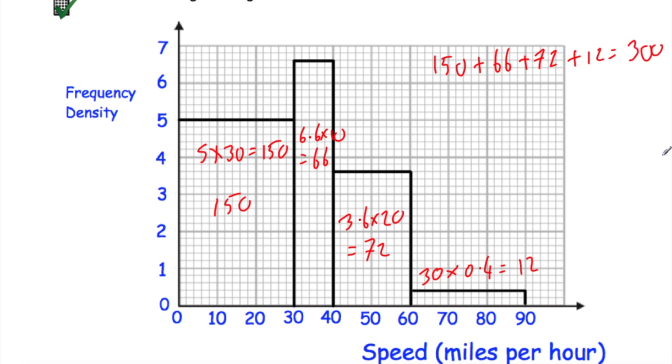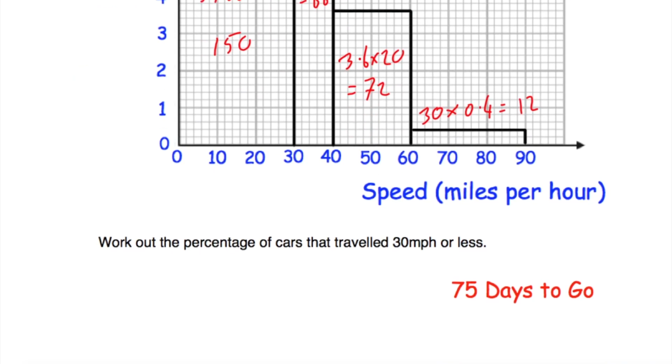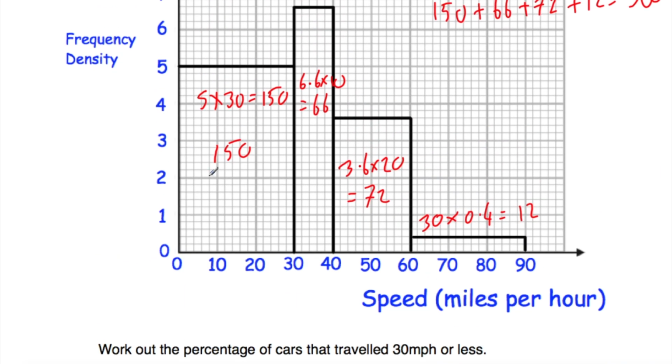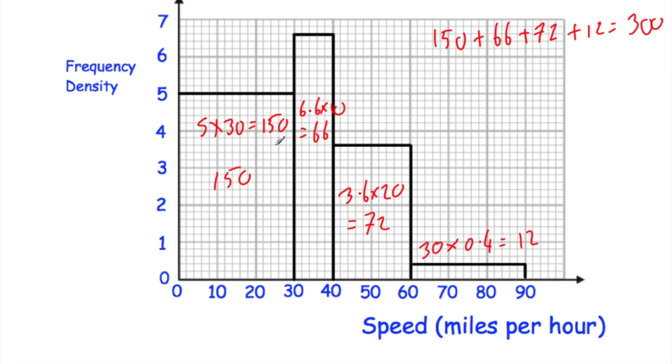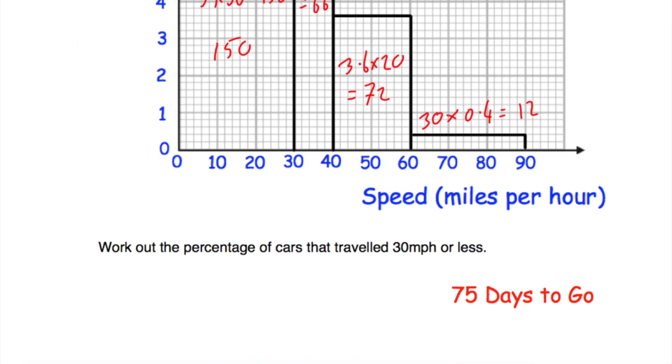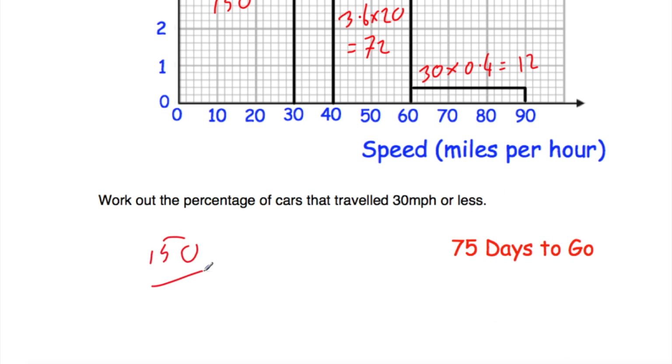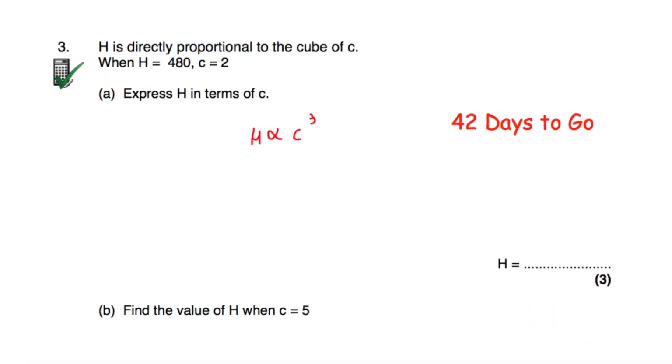And now we just need to work out what percentage of the cars travelled 30 miles per hour or less. So that's this bar. So it's 150 out of the 300, because there's 300 cars, 150 of them, half of them travel that speed. So it's 150 out of 300, which is equal to 50%. So the percentage is 50%. And if you got that, well done. Okay, let's look at our next question, question number 3.